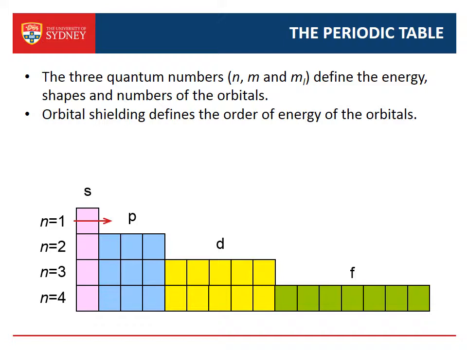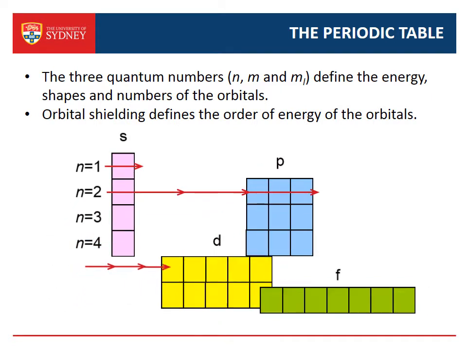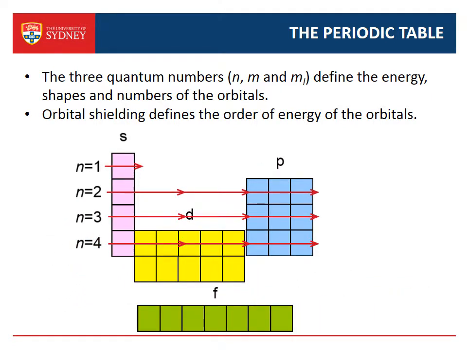We know that the lowest energy orbital is 1s. This is followed by 2s and 2p, then 3s and 3p. But after that, we do not have 3d, we have 4s. So we need to rearrange things a bit. Now we can continue with our ordering. After 4s, we have 3d, then 4p.